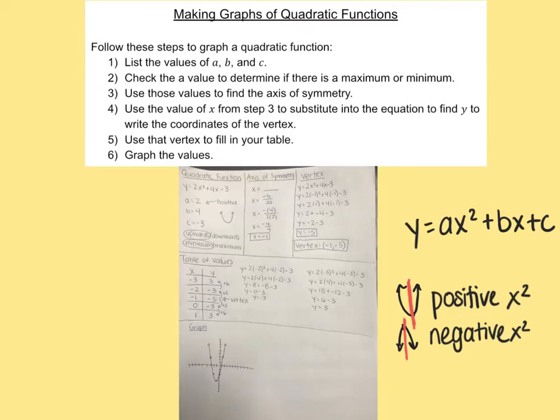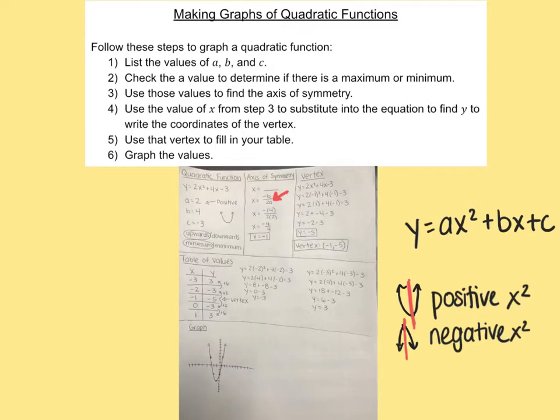And if we are not given a graph, the formula that we can use to find the axis of symmetry, because we can't see where this line would cross right now, is this right here. X equals negative b divided by 2a. This is the formula that always works, so keep this handy because you'll be using it every time to find the axis of symmetry.